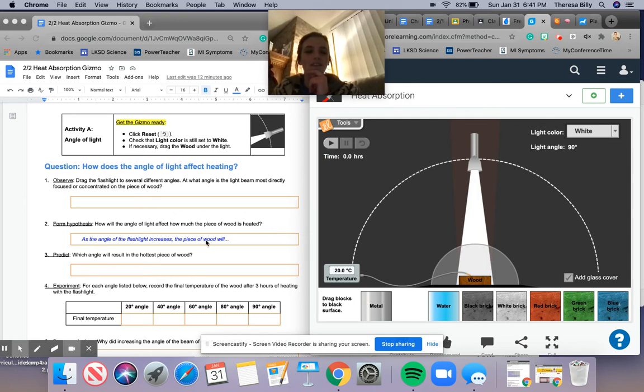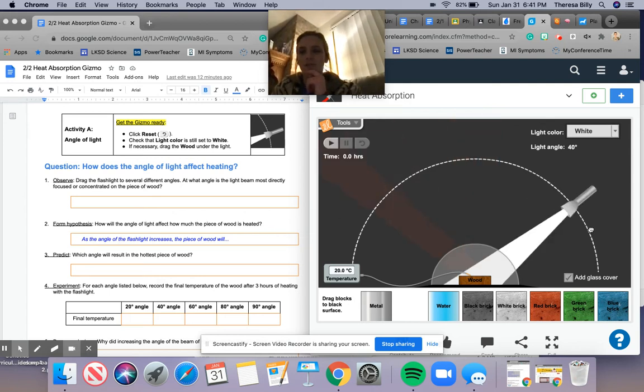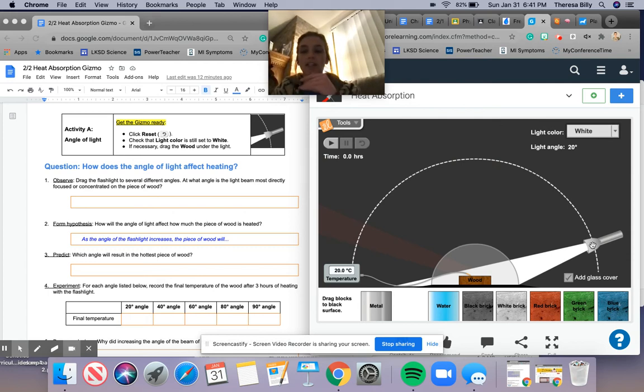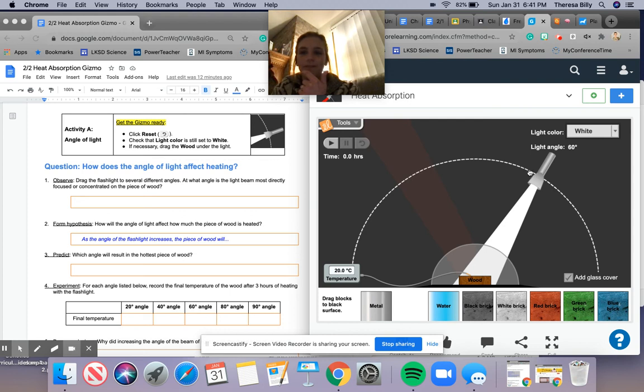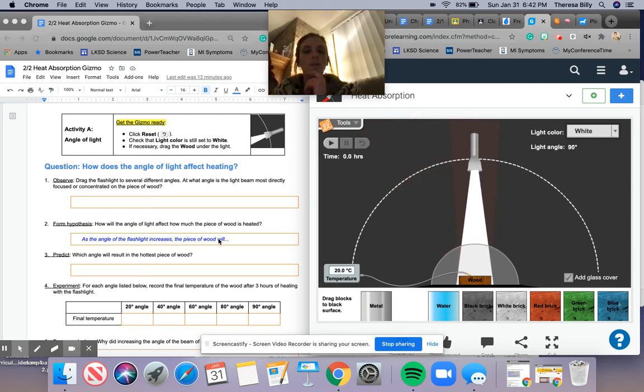So as the angle of the flashlight increases, which means we go from an angle like 20 degrees to 40, 50, 60, all the way up to 90, as the angle increases, will the piece of wood get heated more? Will it get heated less? Will it get heated faster? Will it get heated slower? There's a variety of ways that you could answer that question, but you make a hypothesis just to guess. It doesn't have to be right.